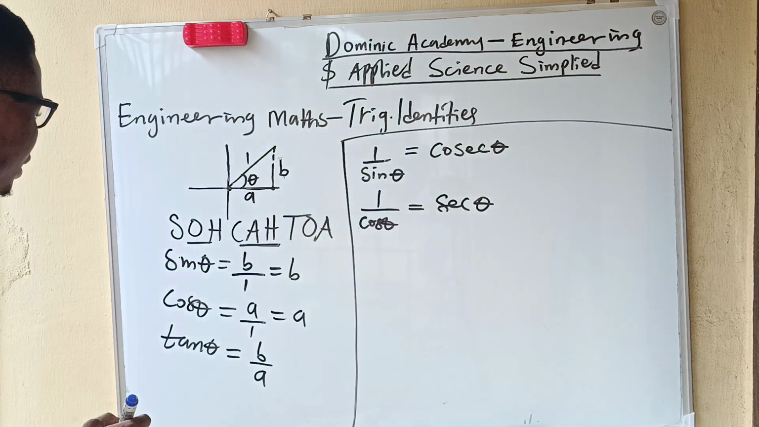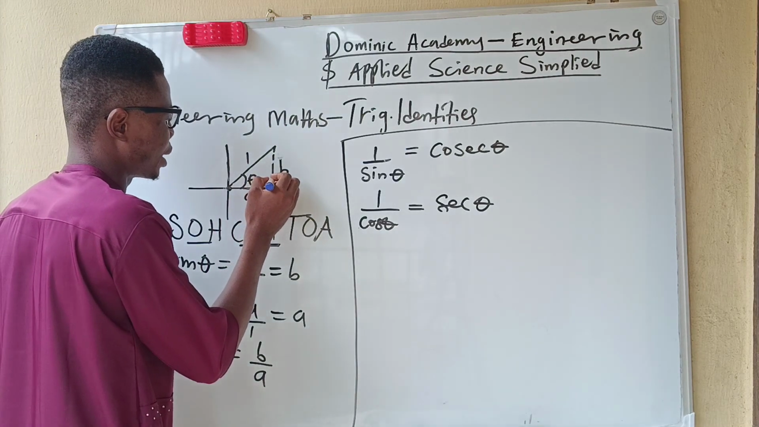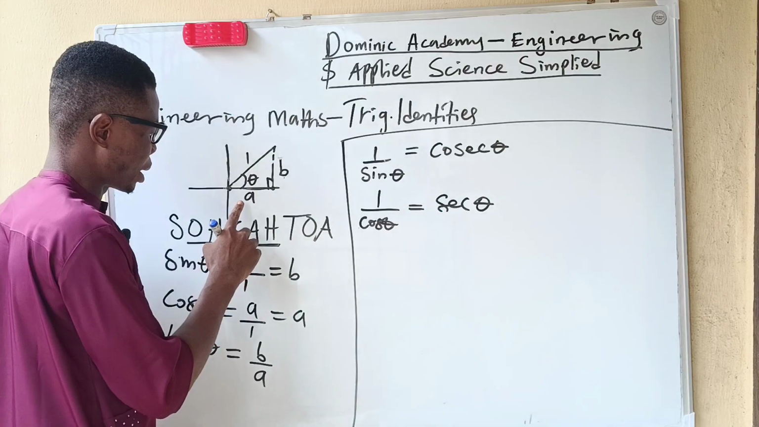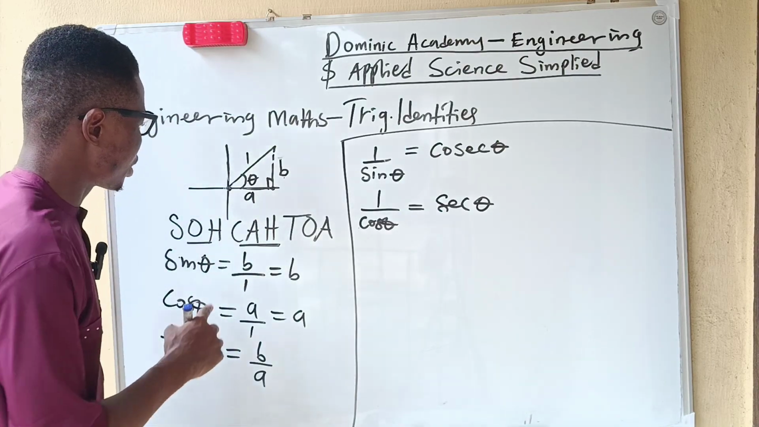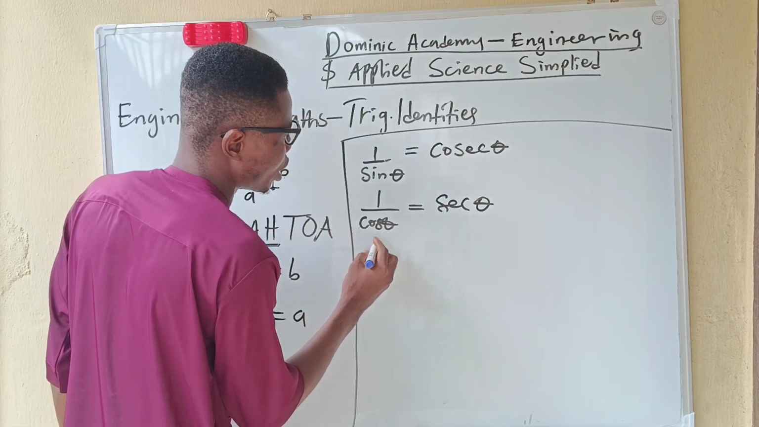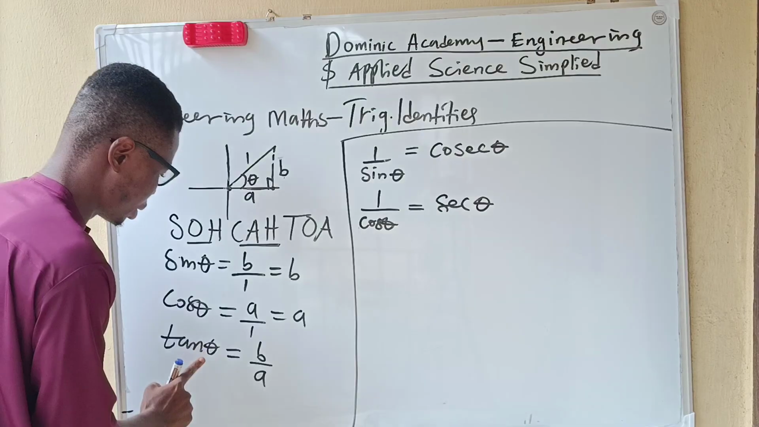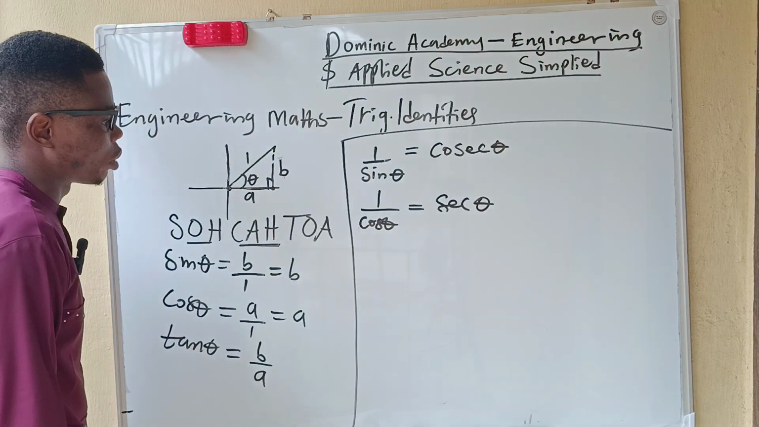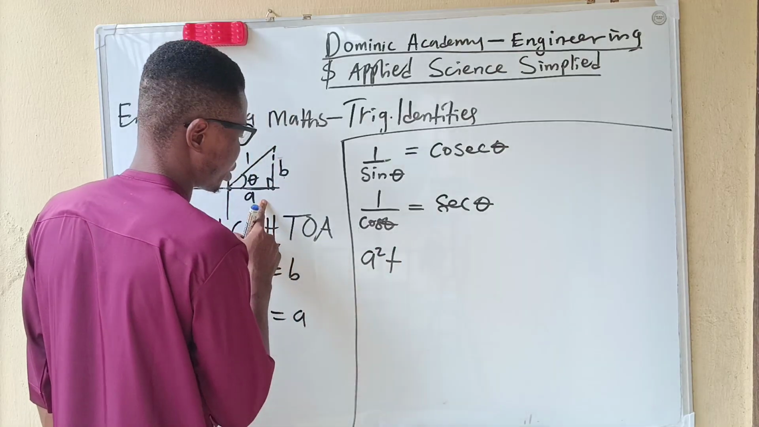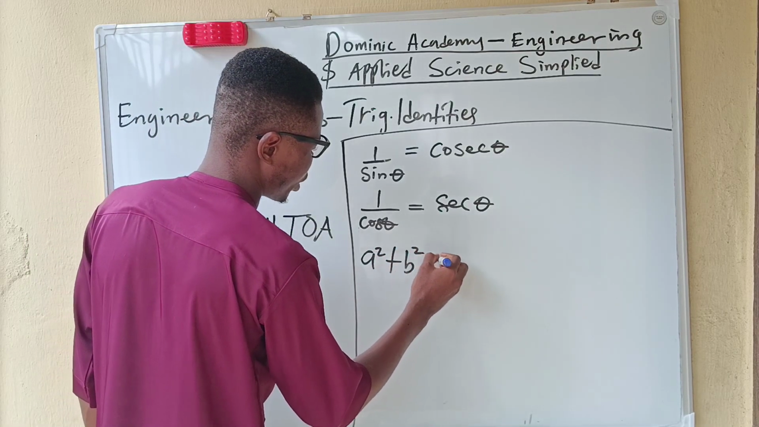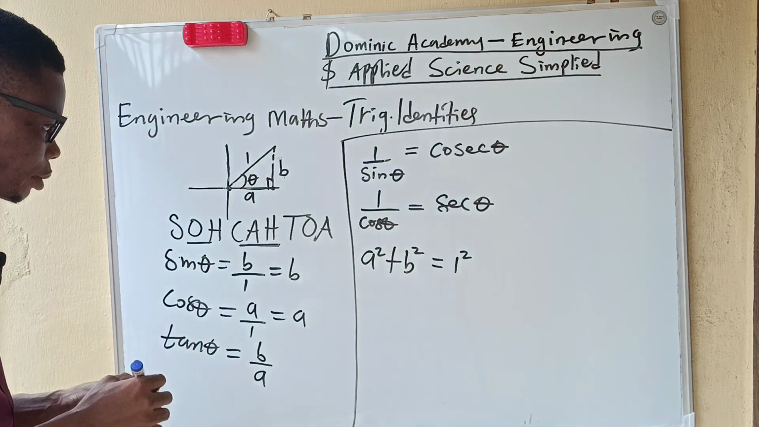But let's look at another thing. Let's remember this is a right angle triangle, so we can apply Pythagoras theorem. Yeah, so let's see. All right, so let's see. A square, when we apply Pythagoras theorem, plus B square equals 1 square. All right.